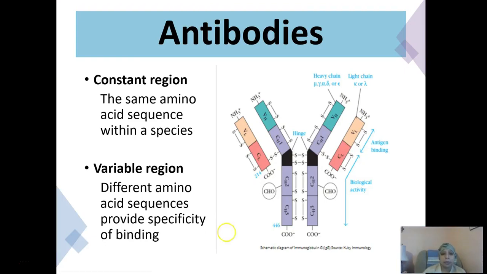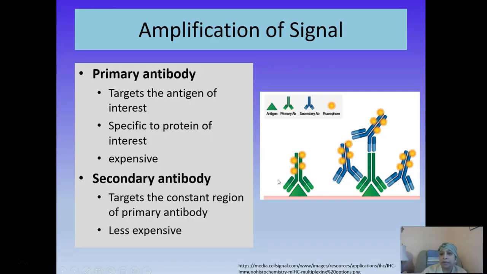So again, just to remind you, your antibodies have some constant regions and some variable regions. These variable regions on the N-terminal are where your amino acid sequences are different to bind to your specific epitope in your protein of interest, and that's what we care about. And obviously, the constant region is the same amino acid sequence in all of them, and that's going to allow us to use that secondary for the enhancement of signal.